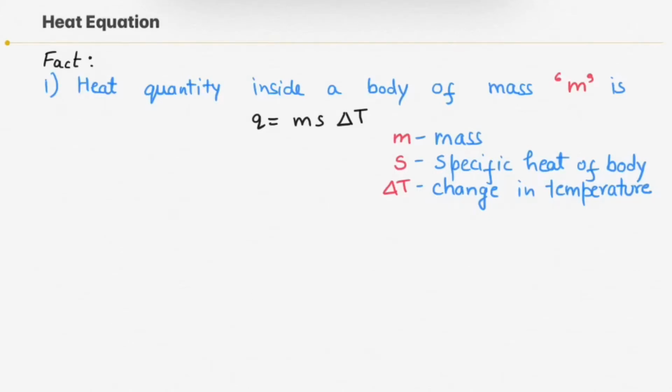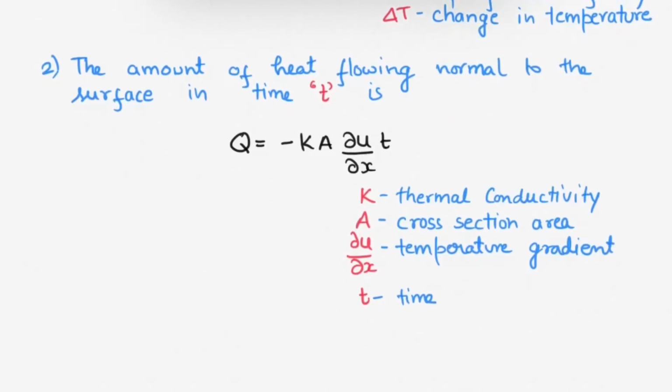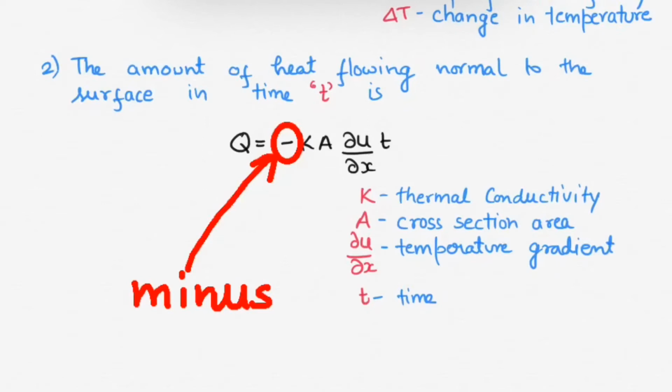And fact number 2 is the amount of heat flowing normally to the surface in time t is Q equals minus K A del U over del X into T. Here K is thermal conductivity of the body, A is cross section area, del U over del X is temperature gradient, and T is time. Here the minus sign denotes heat flows in direction of decreasing temperature.